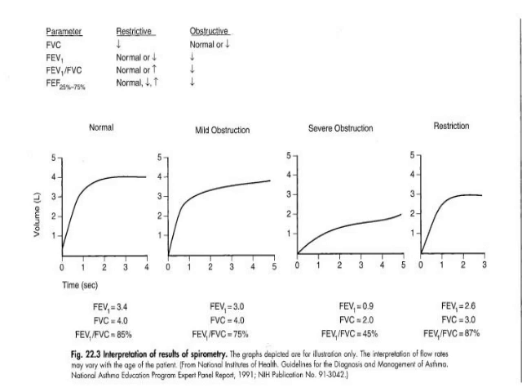This figure shows different stages of severity with asthma. Measure the FEV1, FVC, and the ratio. As you see, there is a normal, mild obstruction, severe obstruction, and restriction case. In severe obstruction, as I mentioned before, FVC may be normal or even slightly decreased, while FEV1 and the ratio and the PEF, all of them are decreased.